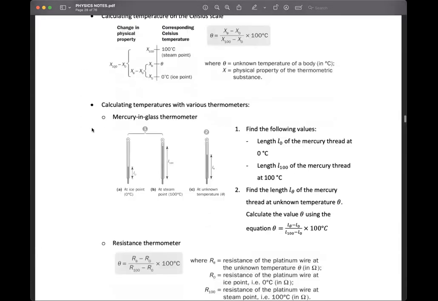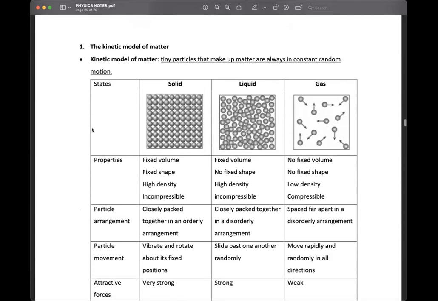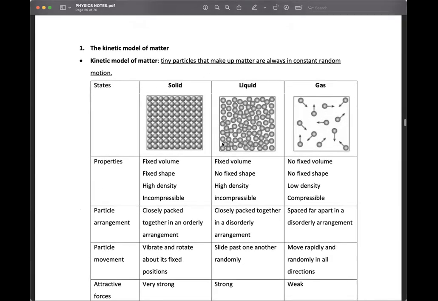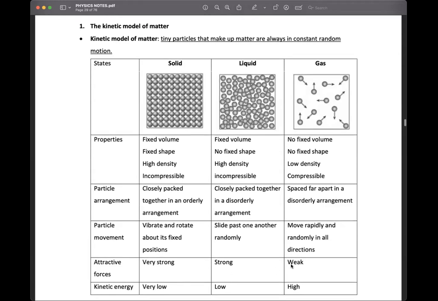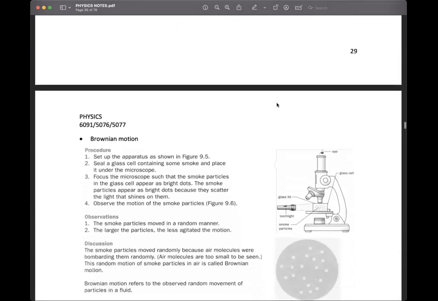Then the kinetic model of matter. I mentioned this already. You all look at this, I'll give you all the slides. From here, I already explained everything. Do you all need me to explain anything from these three pages? Okay, I'll just show you quickly.